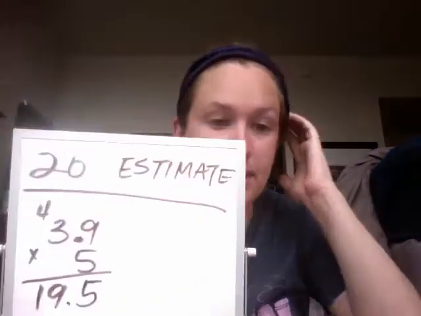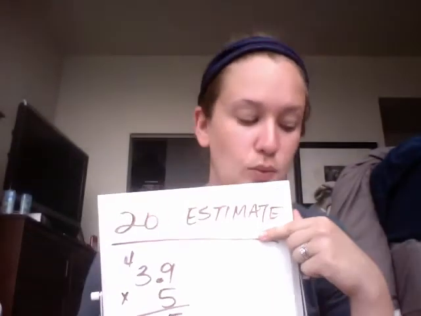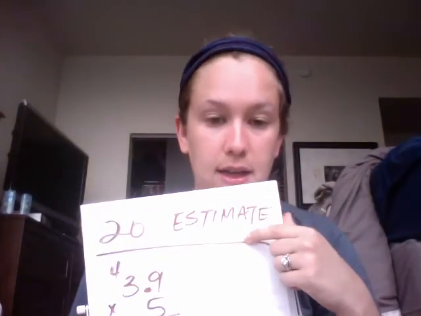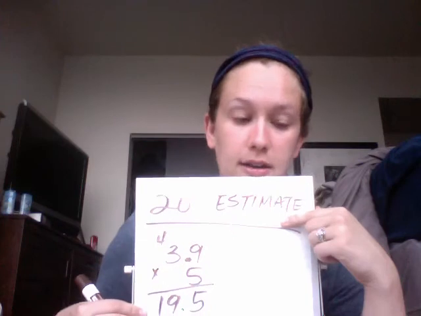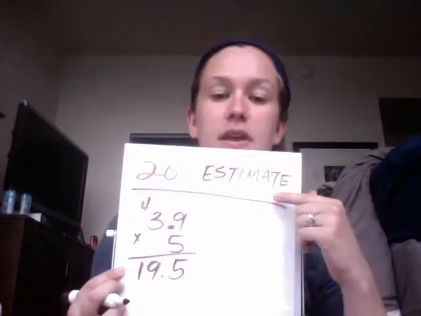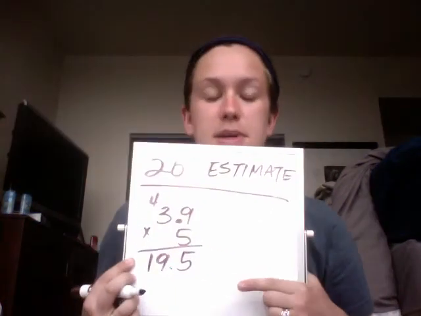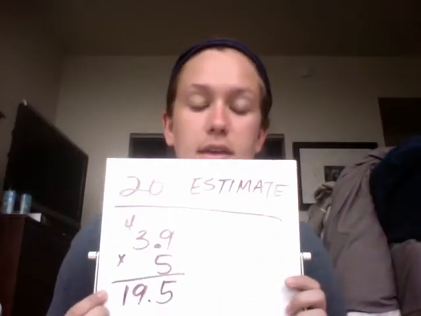You can pause me if you need to. I'm going to move on. So my estimated answer was 20 because I rounded 3.9 up to 4, and 4 times 5 is 20. My real answer came out to be 19.5. That is pretty darn close to 20. So I'm going to assume that I got it correct.